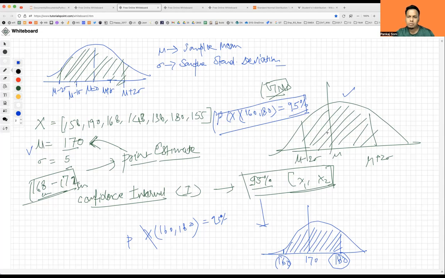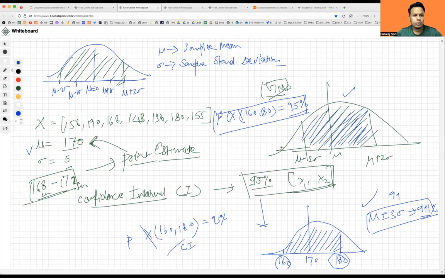Since it is coming from the Gaussian normal distribution family, we know there is 95% probability of getting mu between mu plus minus 2 sigma. And let's say someone is asking for 99%, what will be my interval? We know that will be mu plus minus 3 sigma to get 99.7% probability. So you just put in the value and get the interval, and that is your confidence interval. Okay, so that's about this data.